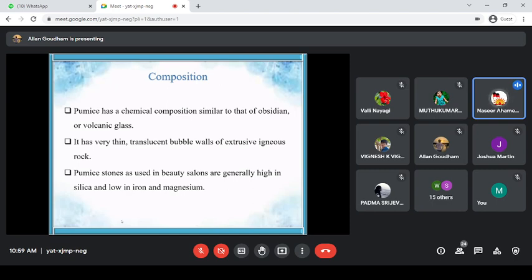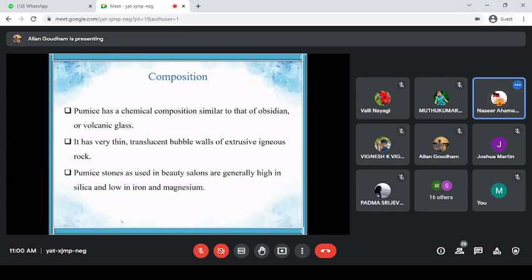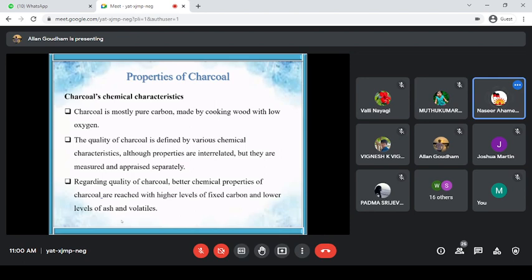Next, the composition of the pumice stone. It is a chemical composition of volcanic glass. It is a very thin and translucent bubble state. It exists in volcanic rock. It is used in beauty salons, and it is very helpful for beauty tips. It is composed of high silica and low iron and magnesium.